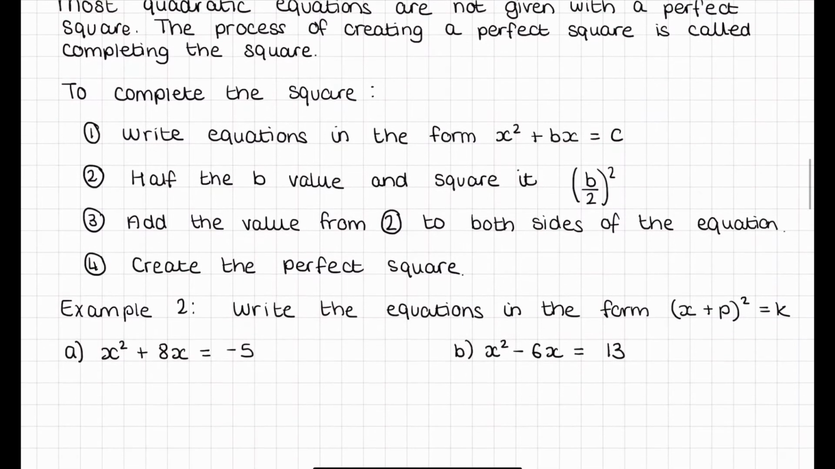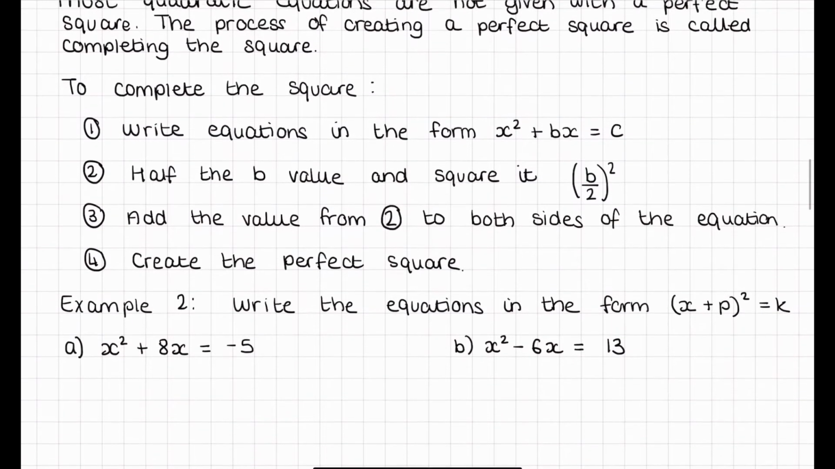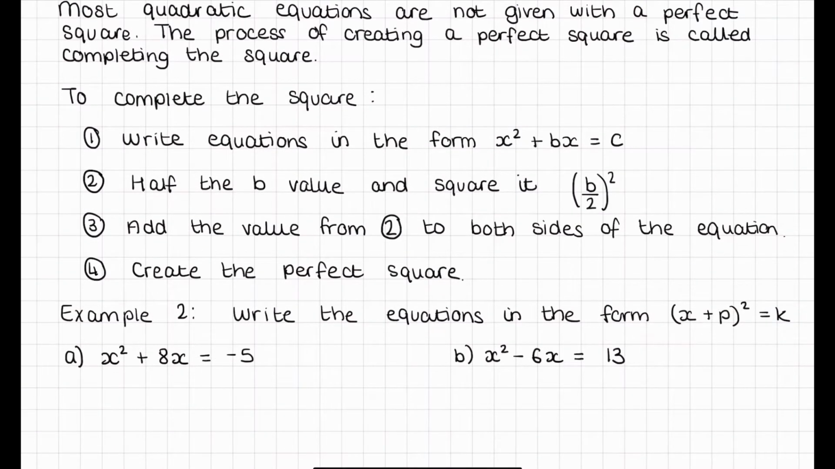So this example 2 is just about doing this process. We're not solving it, we're just going to create our perfect square. First one, we've got x squared plus 8x equals negative 5. First, write the equation in the form x squared plus bx equals c. It's already like that, which is good. Step 2, half the b value and square it. Our b value here is 8. So we want to half that, and then we're going to square it.